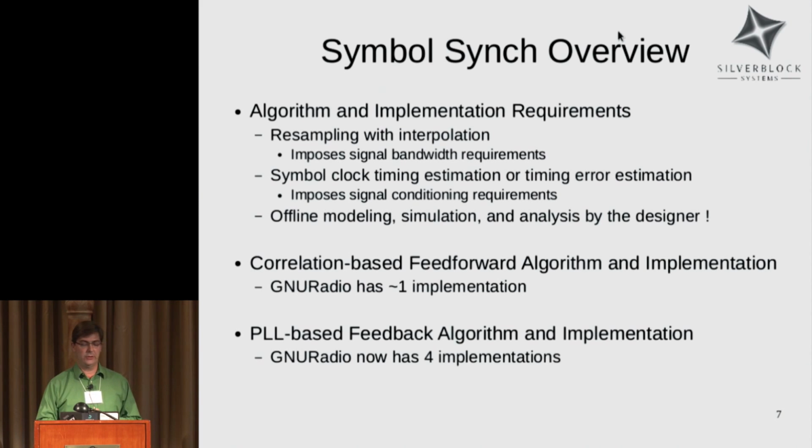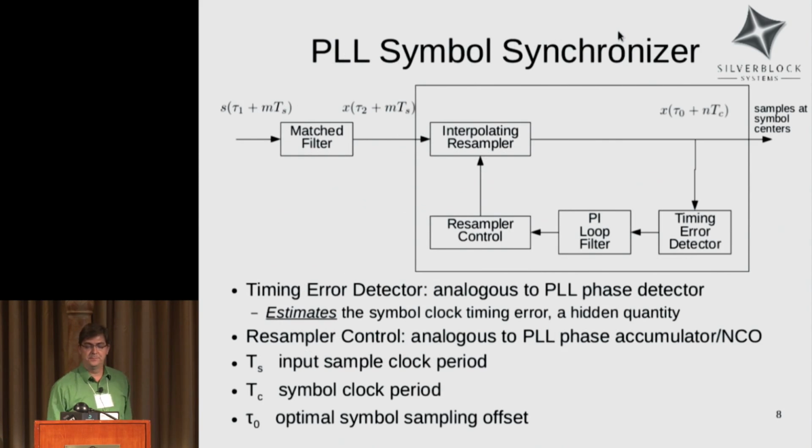GNURadio has basically 4 implementations of a PLL-based feedback algorithm. It had 3. Since I added 1 more, it now has 4. What could be better?